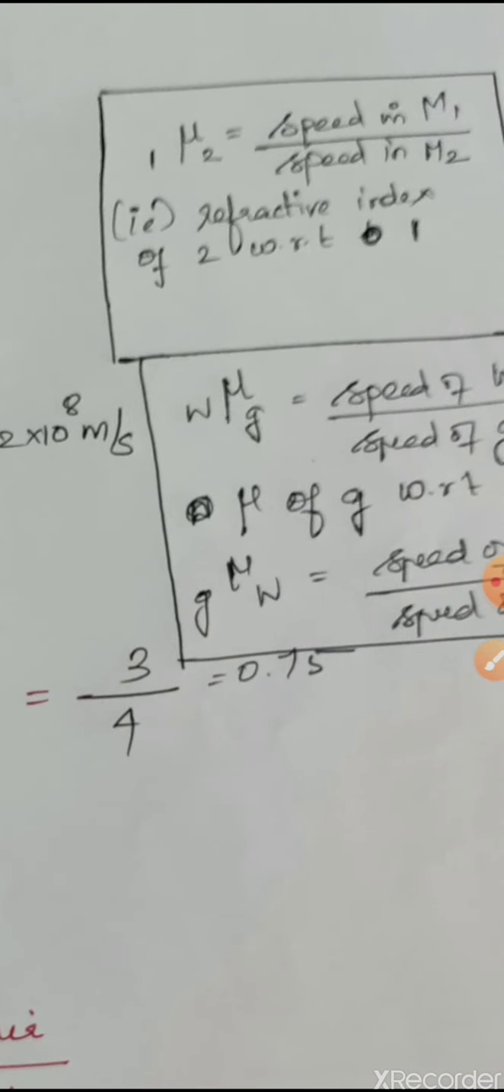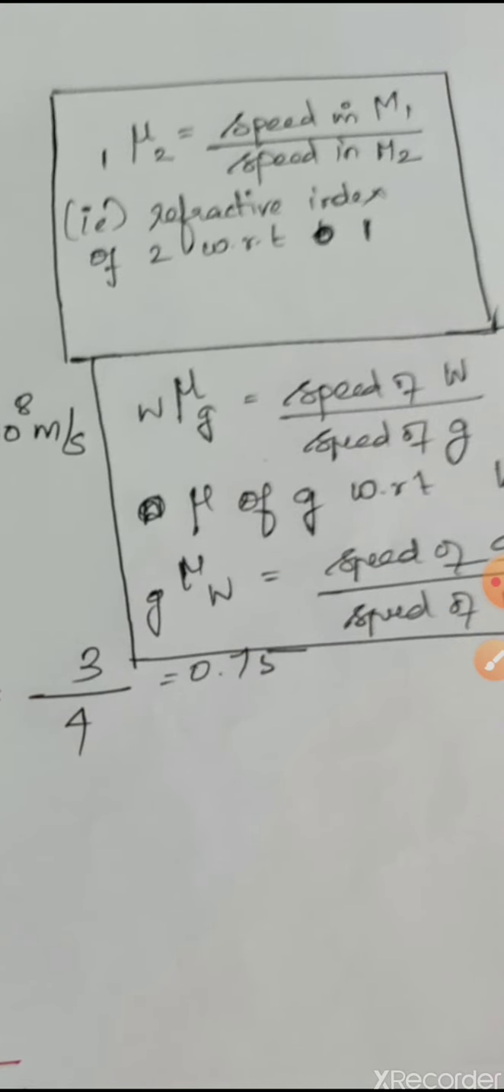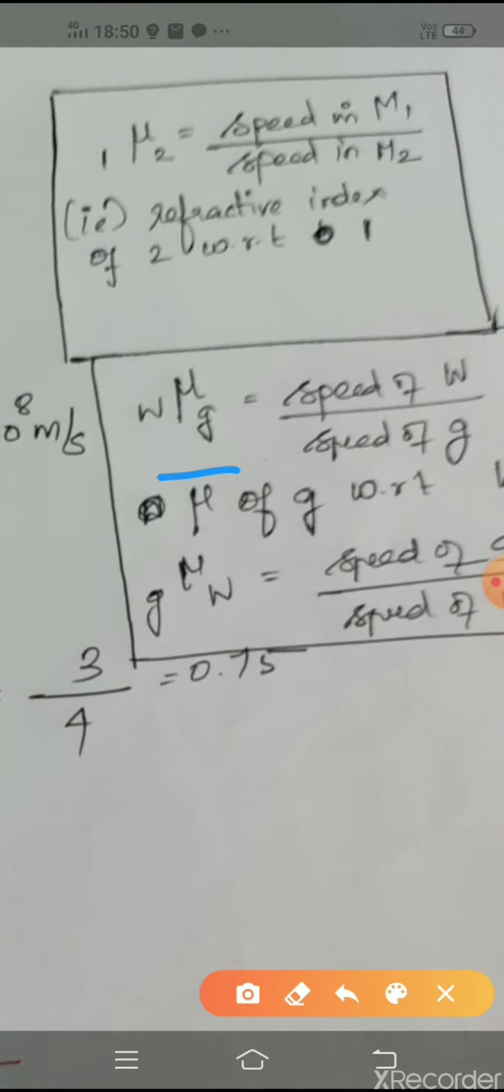Now I am going to write W mu G. W stands for water, mu stands for refractive index, G stands for glass. So what does it mean? You have to read it in a reverse order: refractive index of glass with respect to water. And the formula is speed of W divided by speed of G. Whichever is coming first, put that one as first.